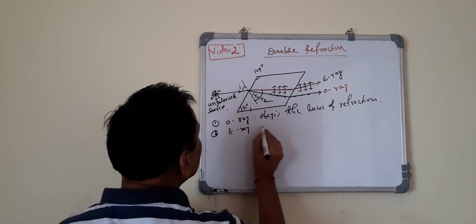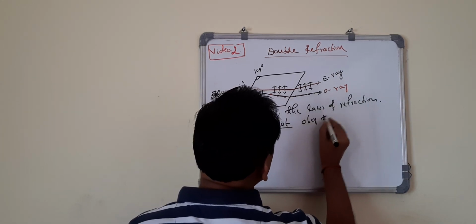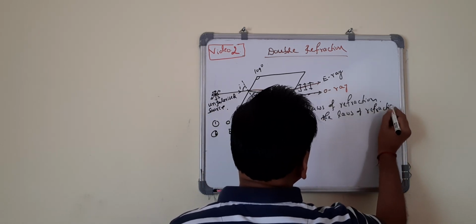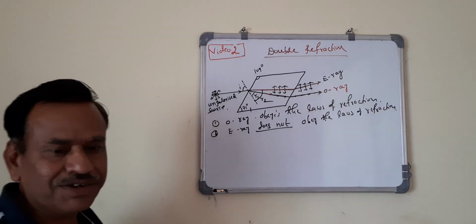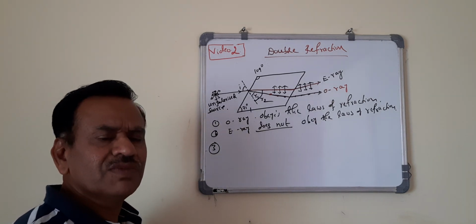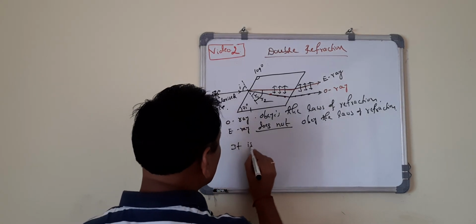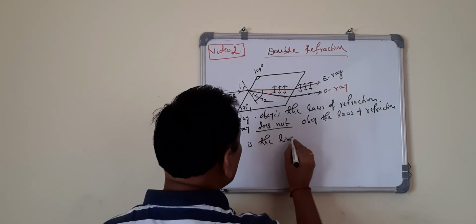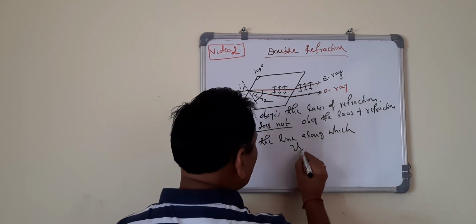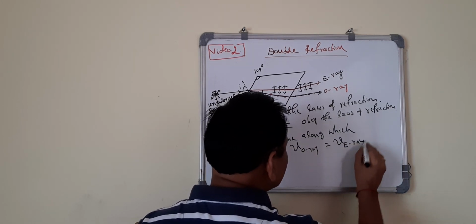Second point, student. The E ray, that is important, does not obey the laws of refraction. This is the second point. Third point, I told you that is the optic axis. It is a line along which the velocity for the ordinary ray equals the velocity for the extraordinary ray.